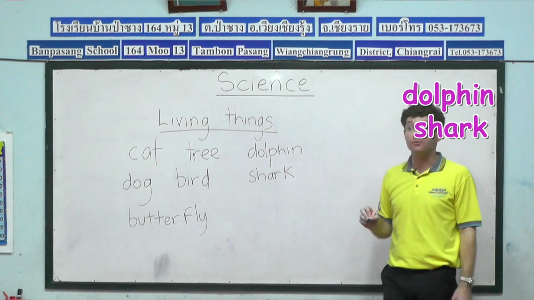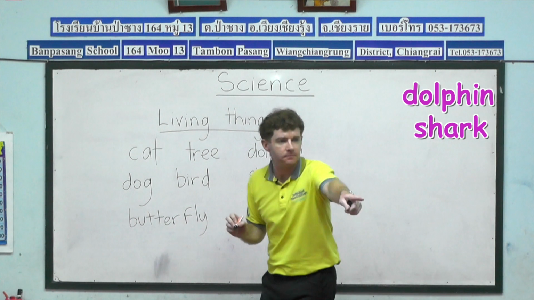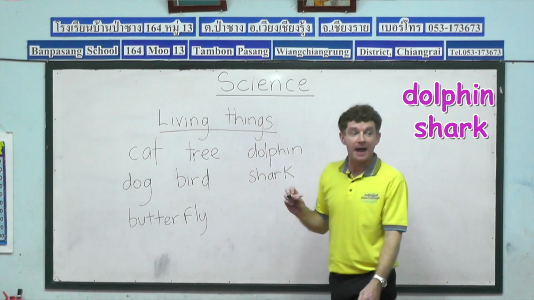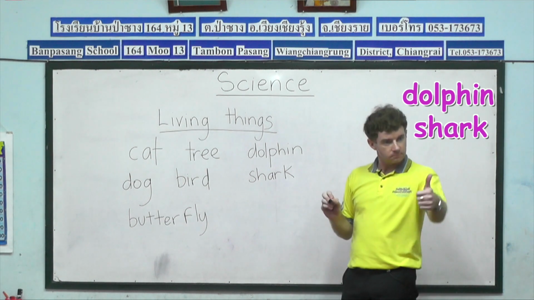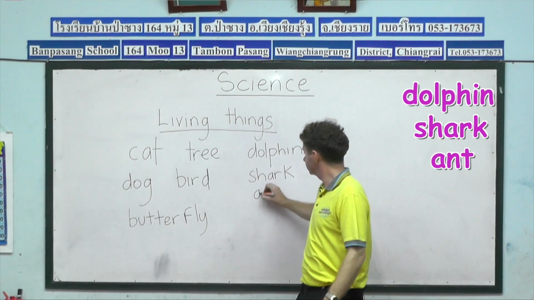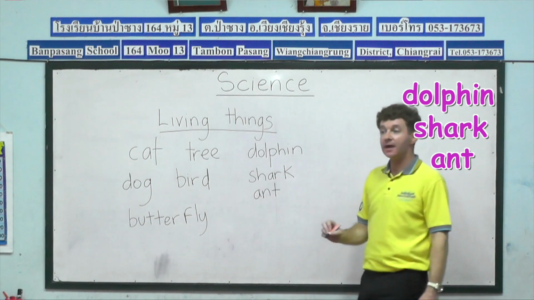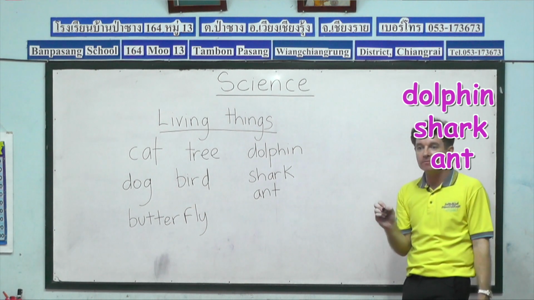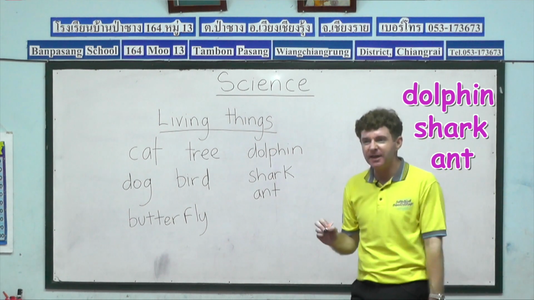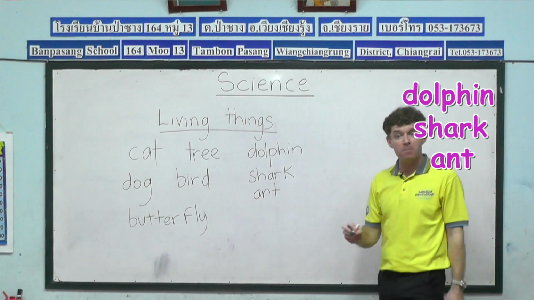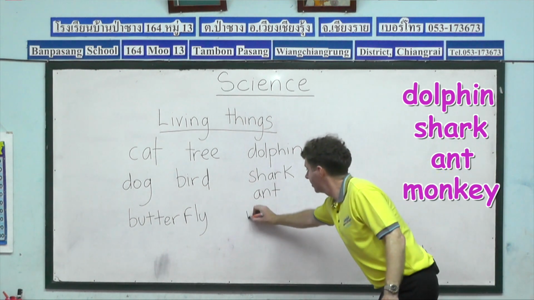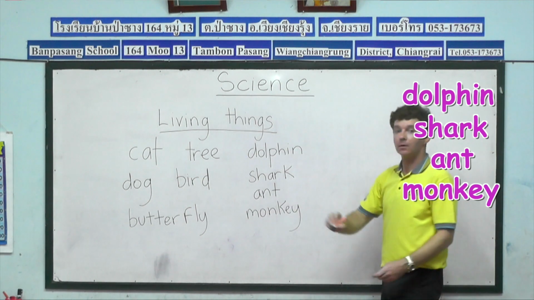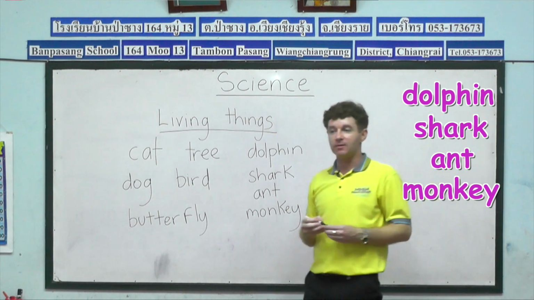S-H-A-R-K. Okay, so we have 3 to go. Who hasn't said yet? Pat, have you given me a living thing yet? Can you give me an animal? Ant. Excellent. A-N-T. Ant. Okay, who's next? Ned, can you give me an example of a living thing? Monkey. Excellent answer. How do we spell monkey, guys? M-O-N-K-E-Y. Okay, so that's 9 living things now.